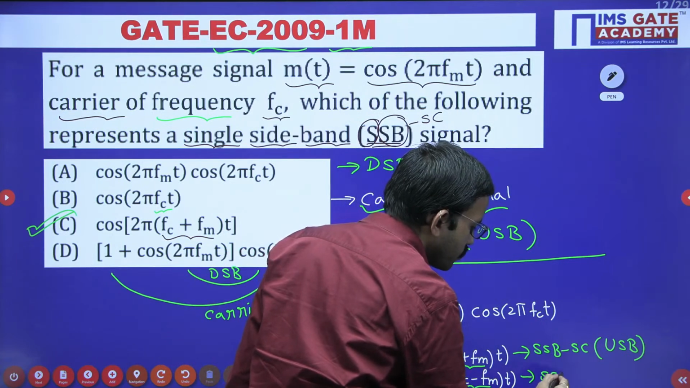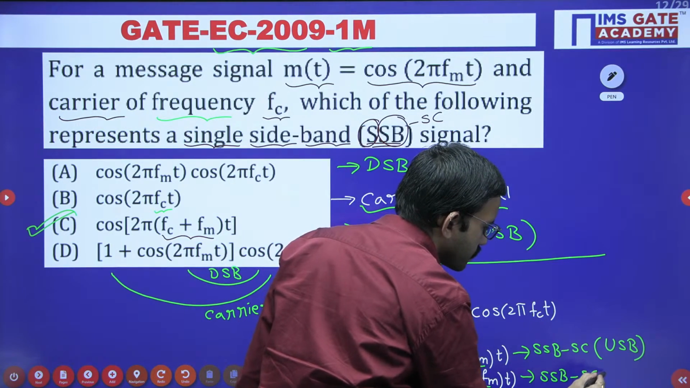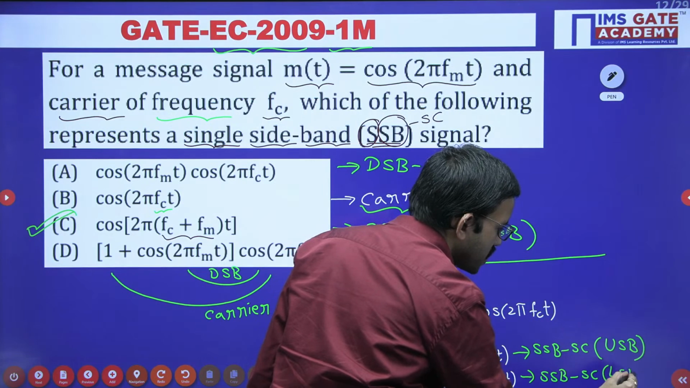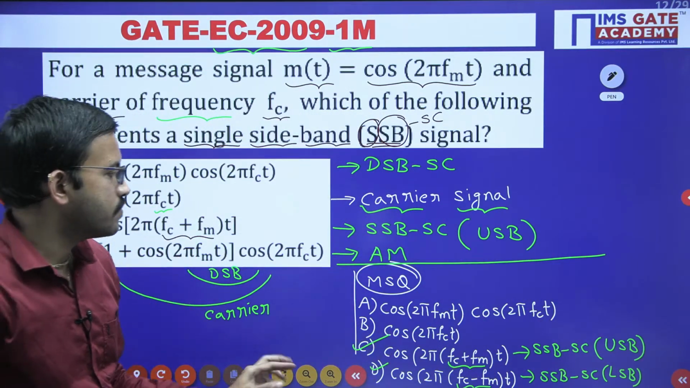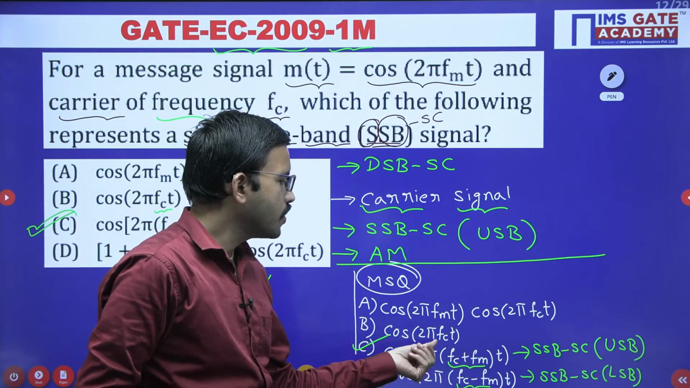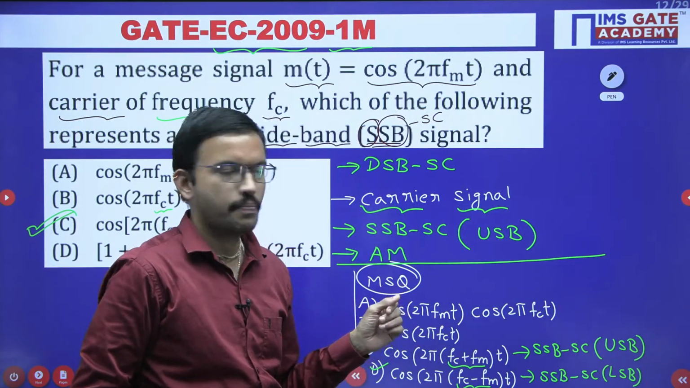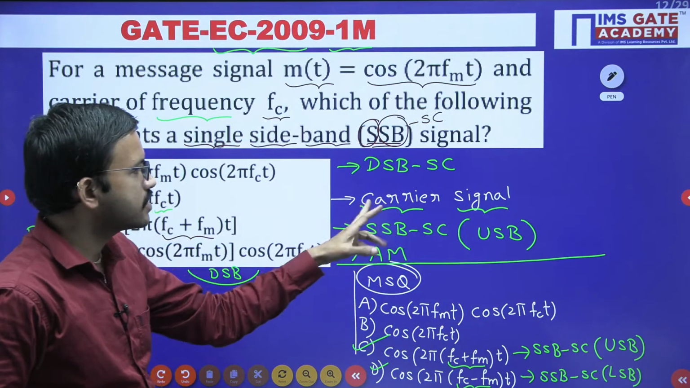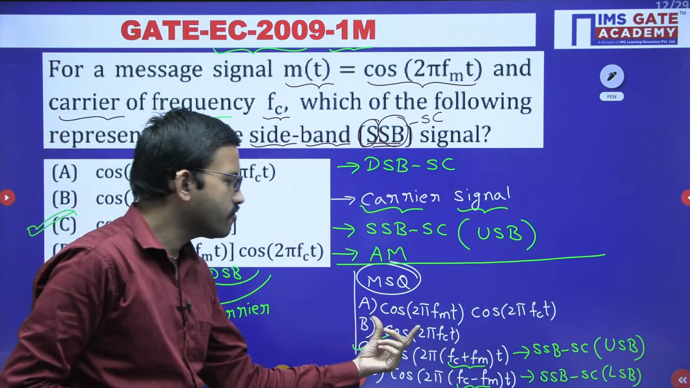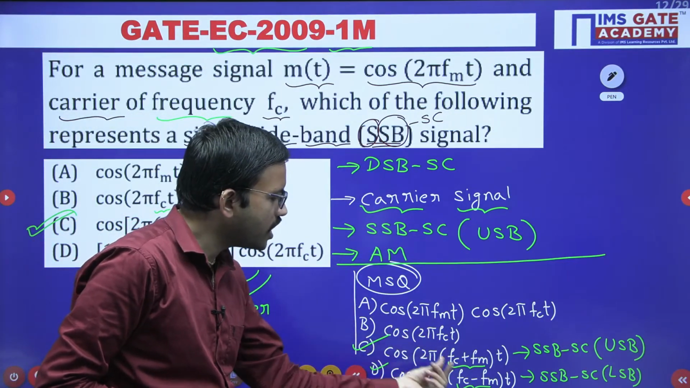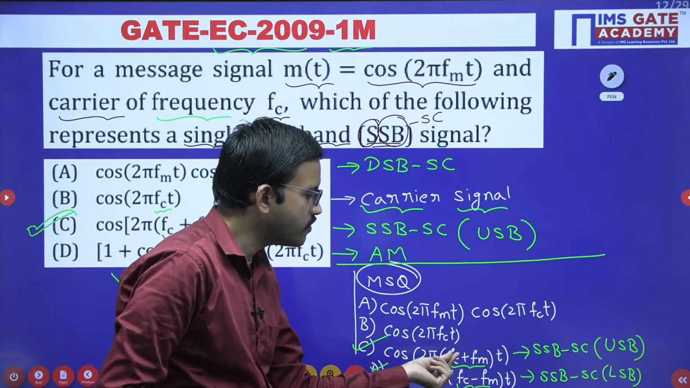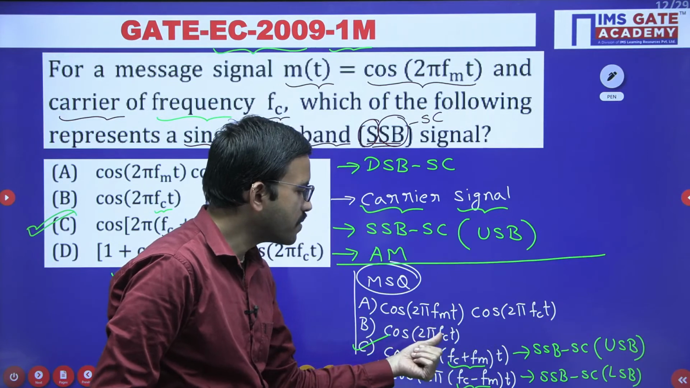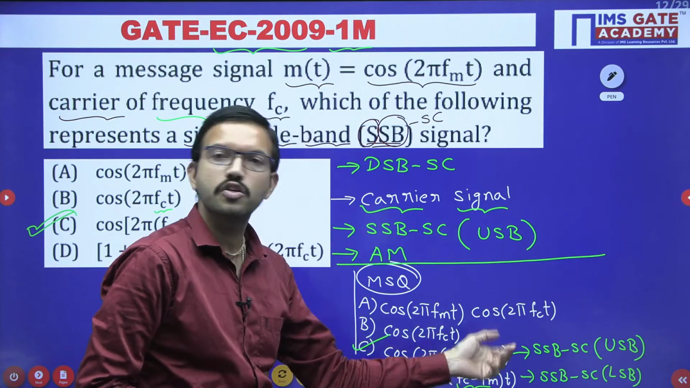That means we are sending only one sideband. In option C, we are sending only the upper sideband, whereas in option D, we are sending only the lower sideband. In option B, you are sending only the carrier frequency, right? That is the reason I mentioned here the carrier signal. Whatever carrier signal format you have, you can closely observe a similar format only. In place of Fc, Fc plus Fm is the upper sideband, and in place of Fc, Fc minus Fm is the lower sideband.